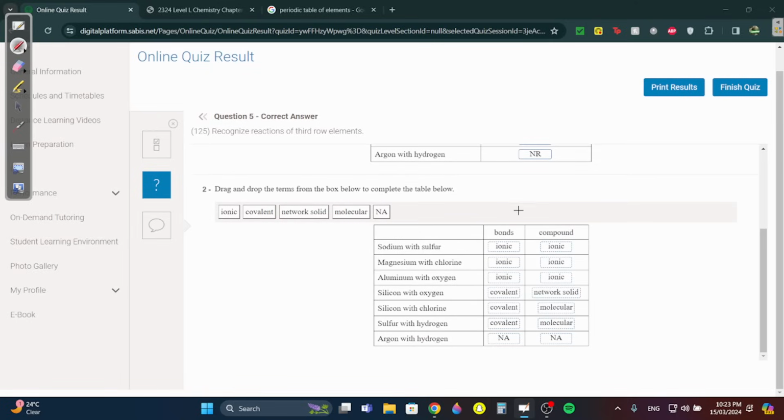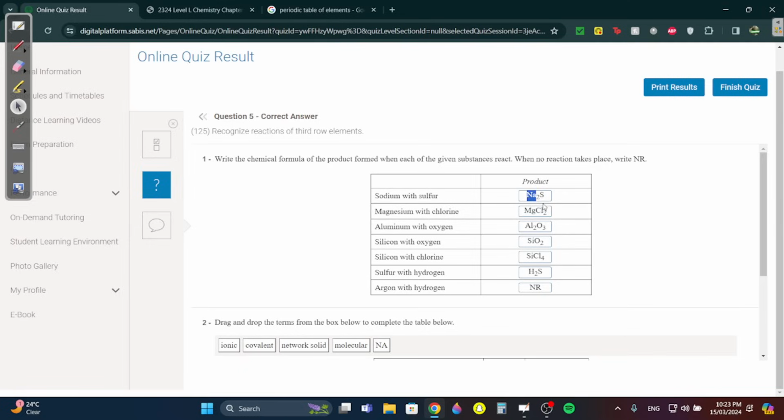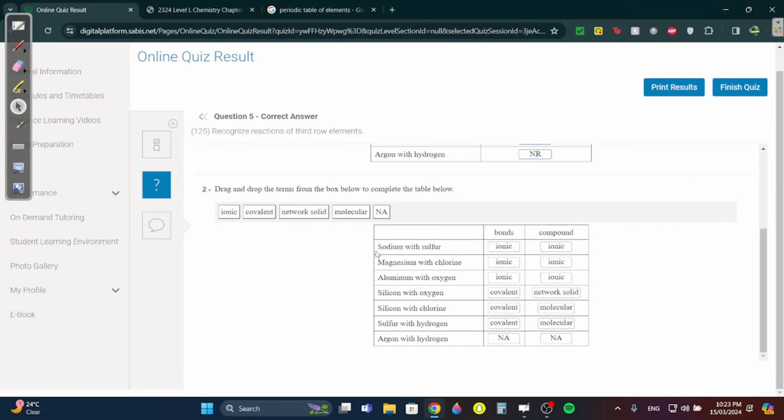Here they're just repeating themselves. They're asking about the bonds. Is it ionic? Is it a molecular compound? Whatever. Okay, sodium with sulfur, Na2S. Well, you don't have to look at that. Sodium with sulfur, metal, non-metal, definitely ionic. Metal with non-metal, ionic. Metal with non-metal, ionic.